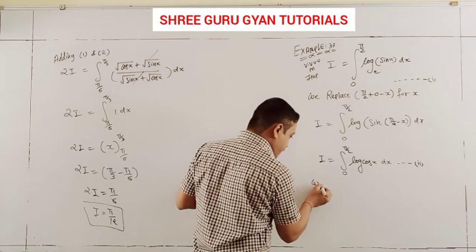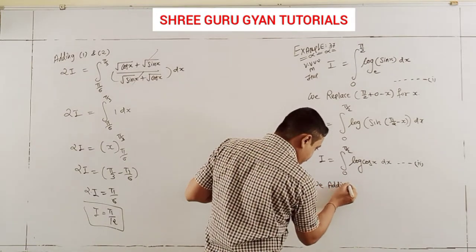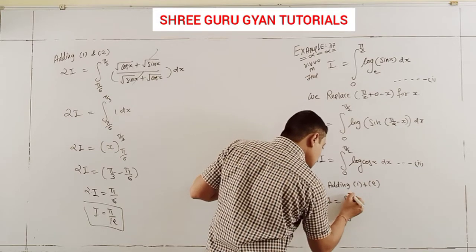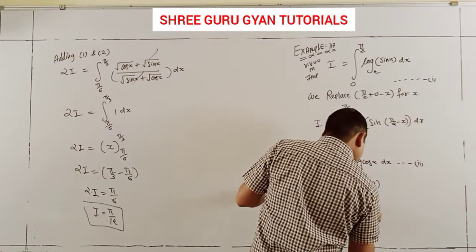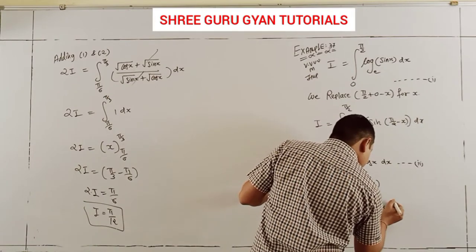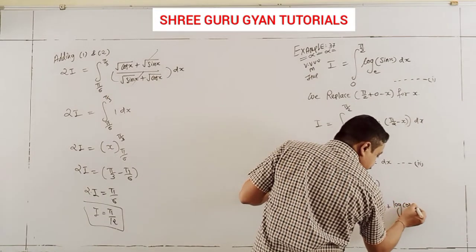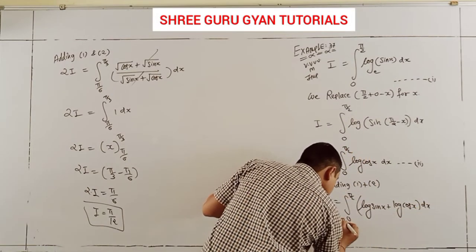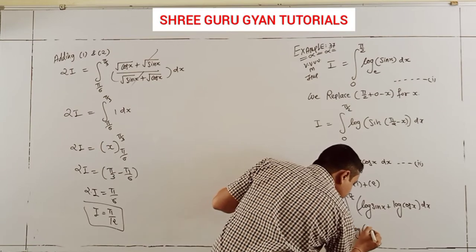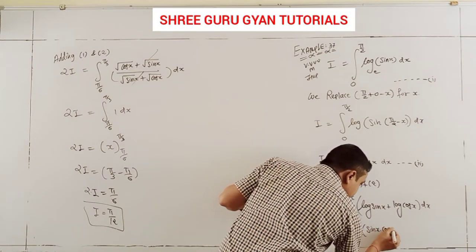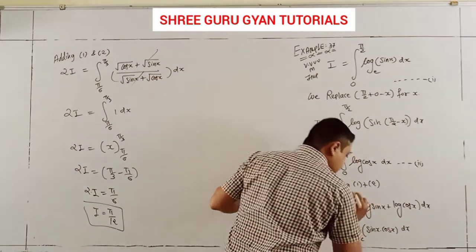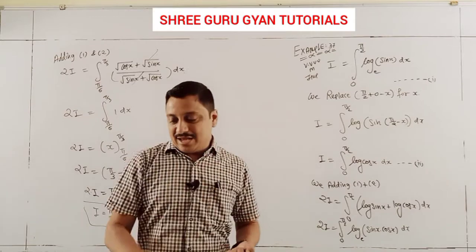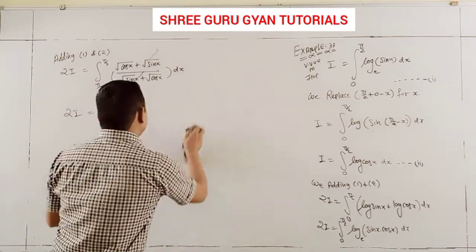Now we add both. We add 1 plus 2, which is 2I. So 0 to pi by 2 log sin x plus log cos x. If you add both, students, then definitely you can get log of sin x into cos x dx, base e. Yes, students, here is now one little turning point, and you necessarily have to do that, then you can get the answer.